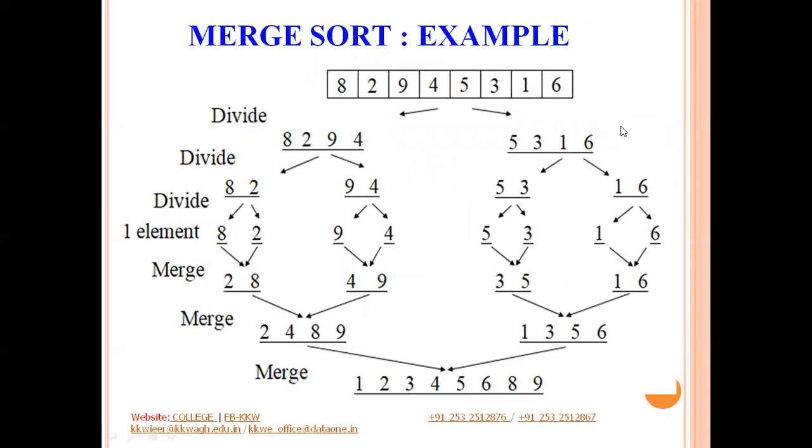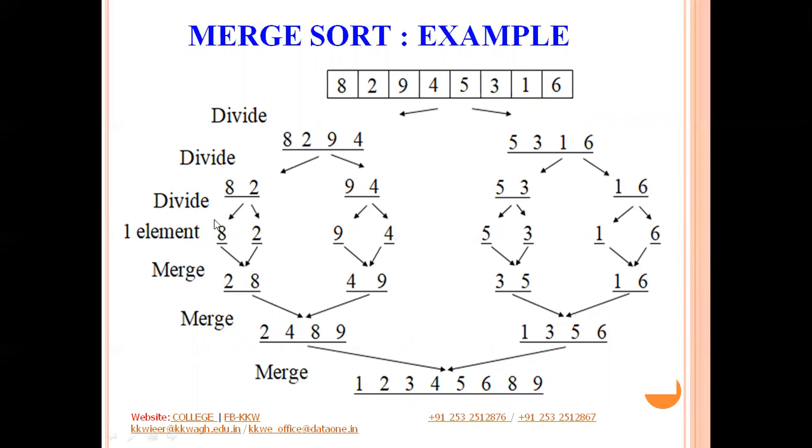Now what will happen? These four elements will go here in the first half, and the next four will go in the second half. Again, there are more than one element, so we split into two. Here also we split into two elements in each half. Again, there are more than one element, so we split into individual ones. At this phase, our divide phase is complete.